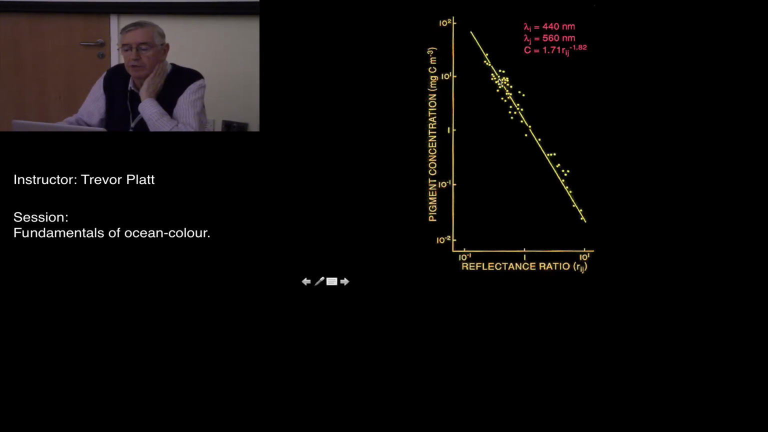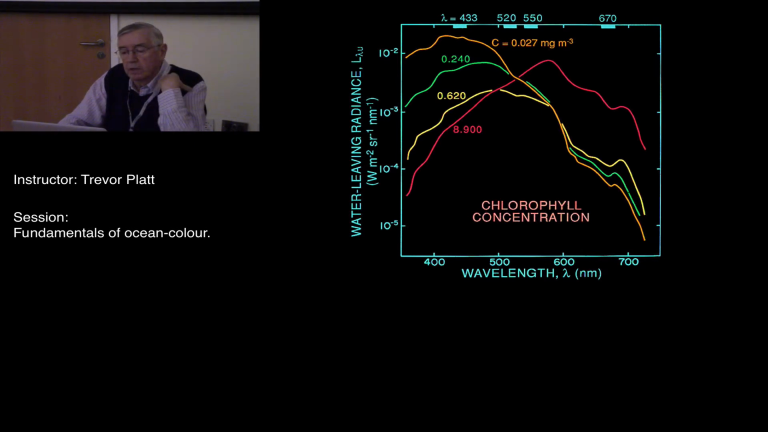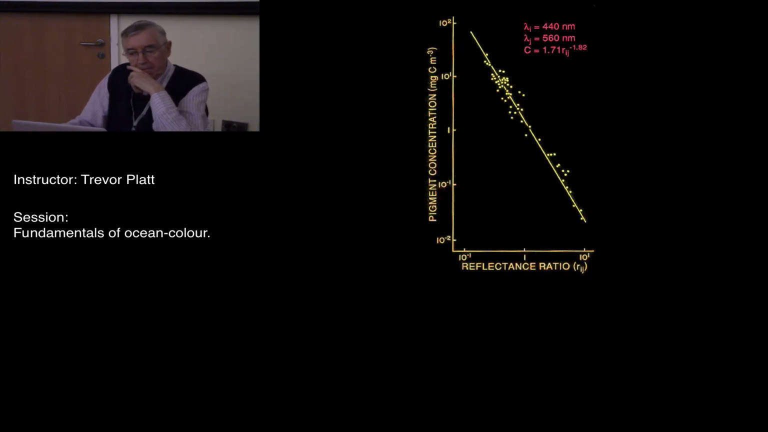So this is the first attempt to have an algorithm. You can see it's logarithmic on both axes, where the ratio of reflectance at two different wavelengths was plotted against the pigment concentration. And the ratio is being used because of the way these spectra cross each other according to concentration. And you can see that on a double log scale, this is not a bad agreement with the so-called reflectance ratio. To my knowledge, this was the first such demonstration.